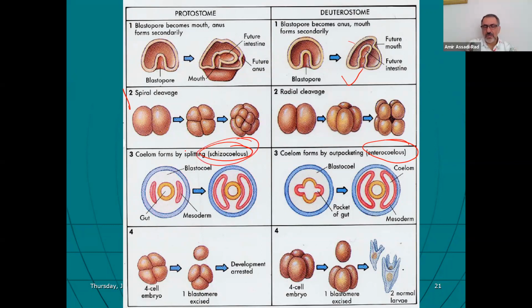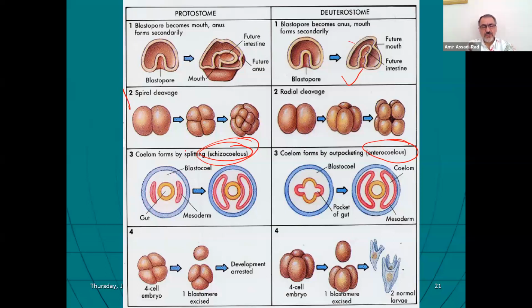Most animals in the animal kingdom are like that. If you're a deuterostome, like a starfish, it's enterocelous. Earthworm is protostome. It is schizocelous. Arthropod, schizocelous. I hope I'm making some sense. If you have any questions, let me know.